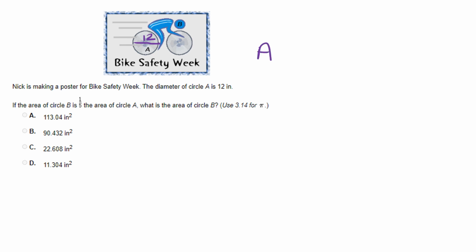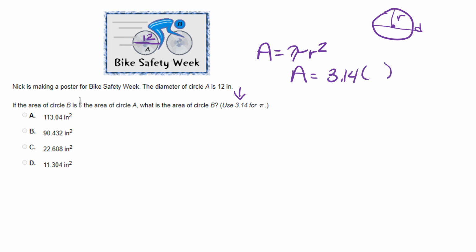And I know that my area is pi r squared. Well, r is my radius. Okay, so I've got my circle here. Diameter is all the way across, but radius is only halfway. So I need to split that 12 in half. So my area formula, it says to use 3.14 for pi. I'm going to put in that radius. Well, if my diameter is 12, half of that is 6.